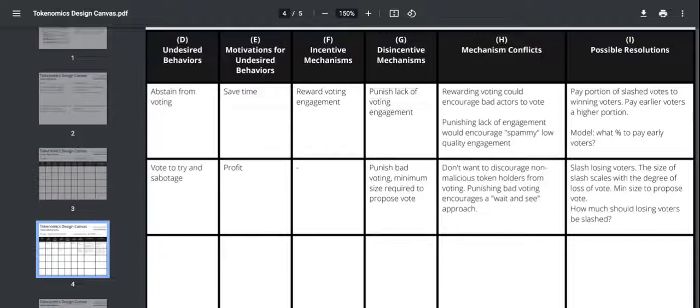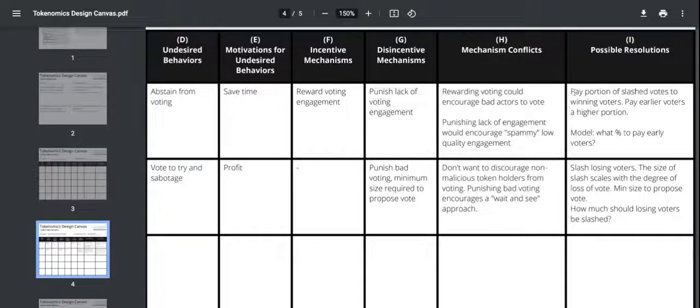The point is not to pick the exact numbers here, but you can see how the Canvas has helped us show what questions we need to answer, what questions we need to model, what factors we need to make sure we're getting right in order to balance the overall mechanisms and incentives in the tokenomics. And so we have an open question of how much losing voters should be slashed and when exactly those slashes should kick in and how they should scale. But we know roughly that it does make sense that they should scale with the degree of the loss of the vote.